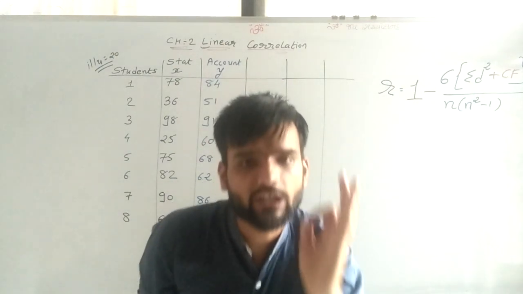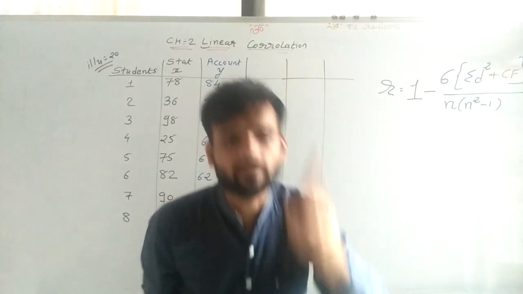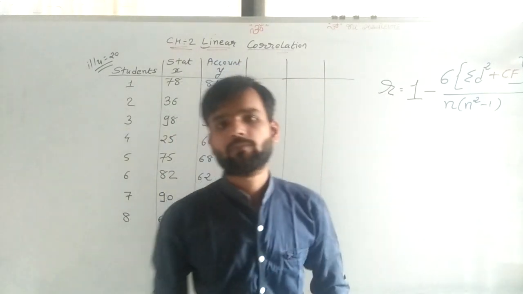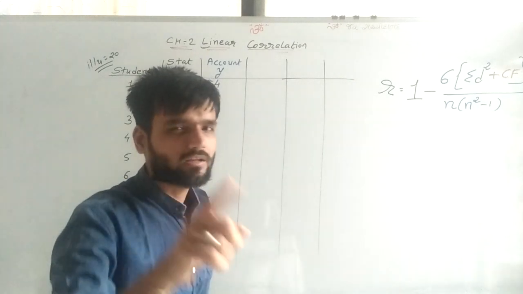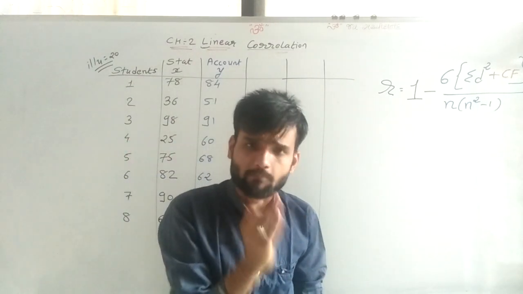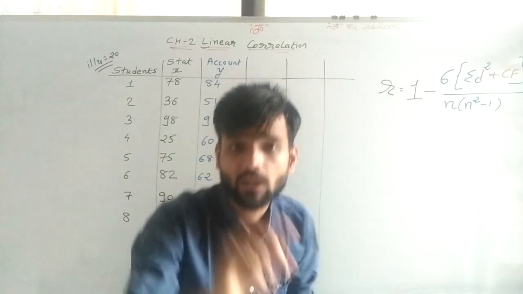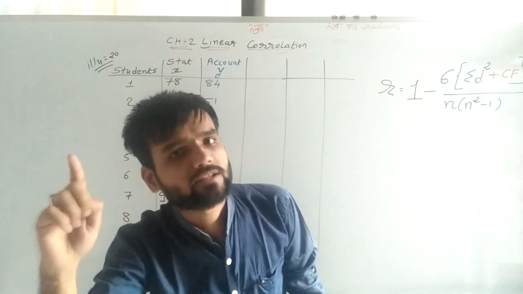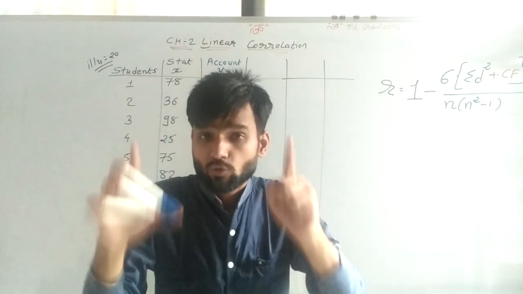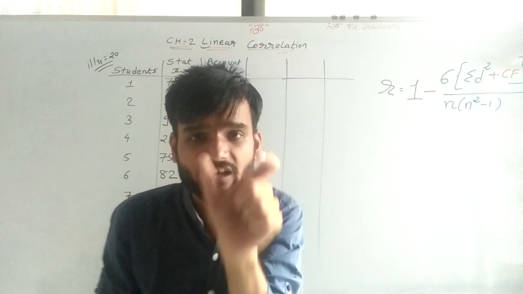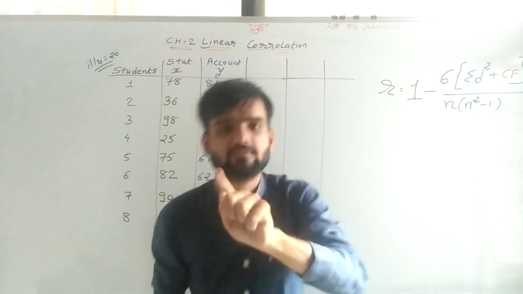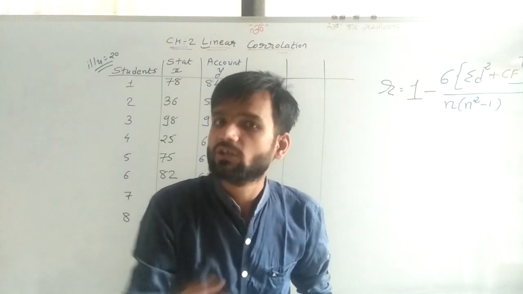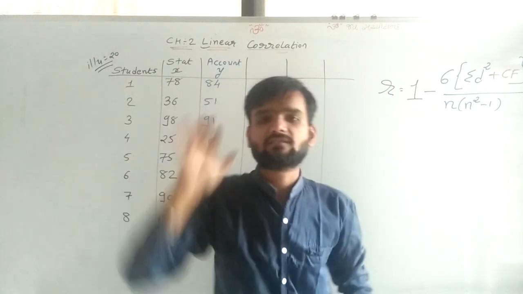Now what is the meaning of d? Sir, d means difference. Now difference of what, sir? Here, what is the name of the method? Spearman rank correlation method. Now rank correlation, rank. So here the difference of ranks is taken. Difference of ranks.